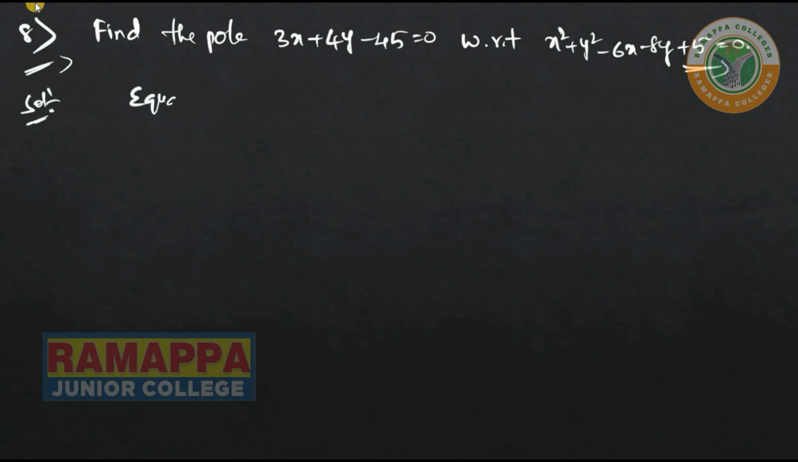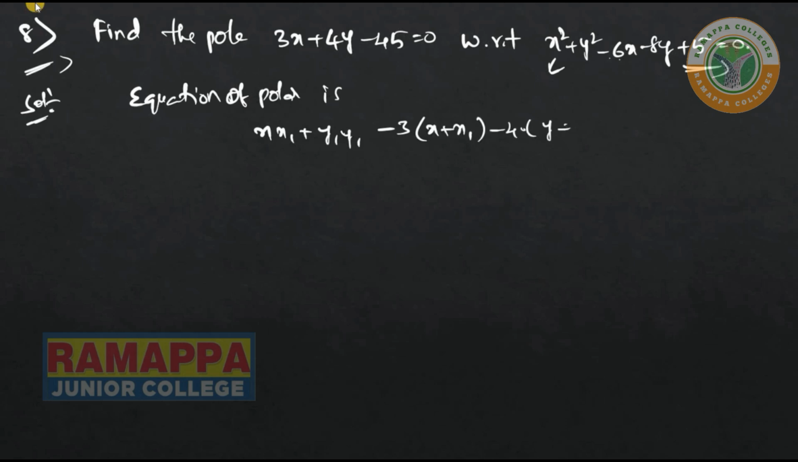The equation of polar is x x1 plus y y1, and here the g value minus 3 will come, so minus 3 into (x plus x1), and the f value is minus 4, so minus 4 into (y plus y1), and plus 5 is equal to 0. So this is the first equation here.